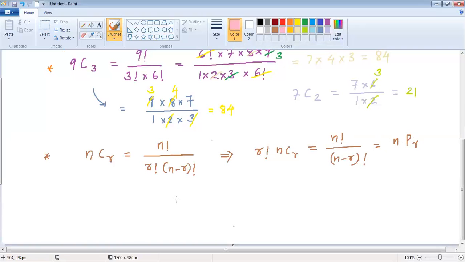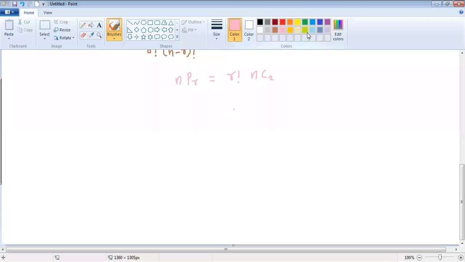So you can say NPR, number of permutation of n objects taken r at a time, it is the same as r factorial into NCR. This is another point I would like to let you know. Another point I want to tell you is NC0. Without using formula, we can say NC0, number of combination of n things taken 0 at a time.